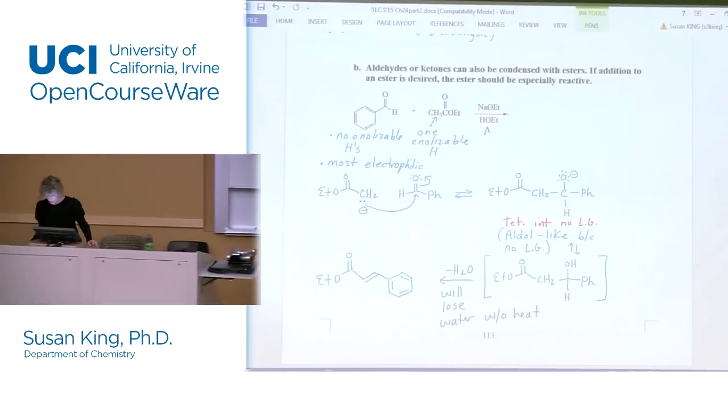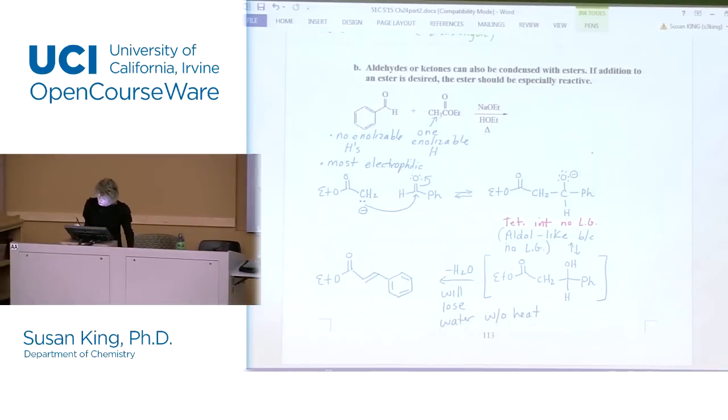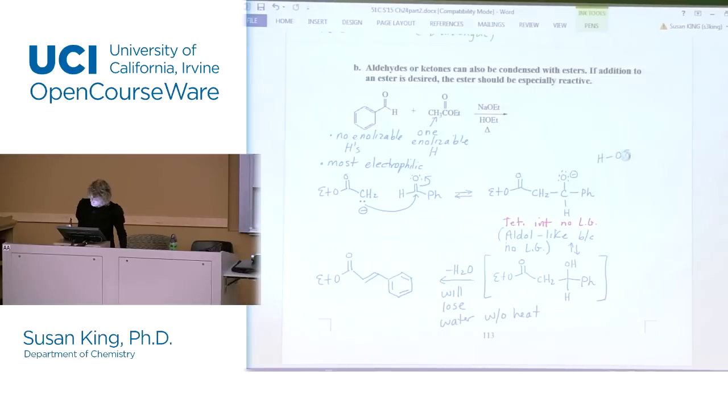All right, you want me to show that? Yeah, let's do that. Let's show that. Even though this isn't a complete mechanism, we're going to protonate here with ethanol rather than water. There was another question over that side? No? Yes?